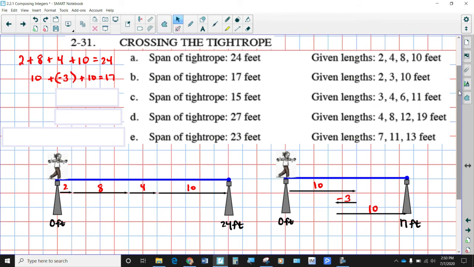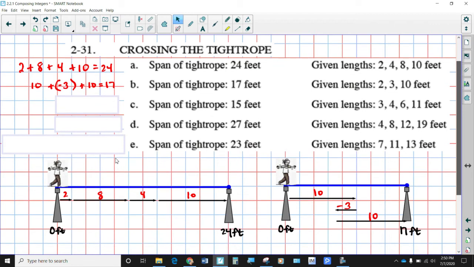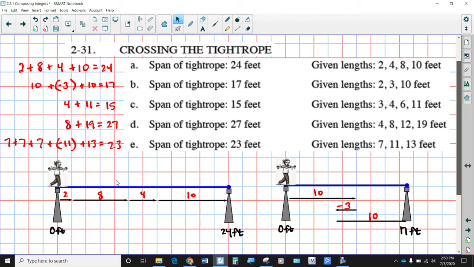So I guess at this point, I'll just reveal my last 3. And then you can work on your own all you want. For 15, I went 4 plus 11. For 27, I went 8 plus 19. And this one took me a little time to figure out what to do, but I eventually got it to where I went 7 plus 7 plus 7 is 21, minus 11 or plus a negative 11 is 10, and then plus 13 is 23.